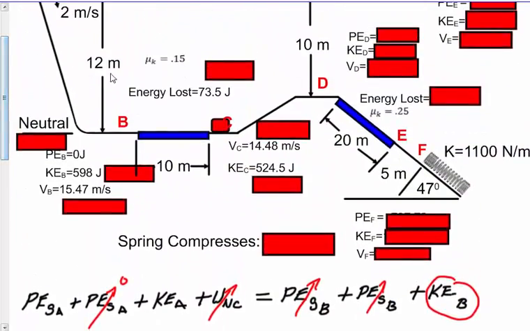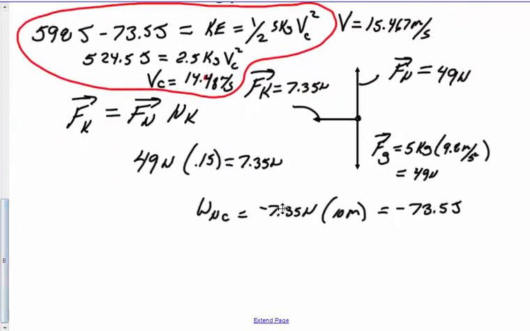All right. So now we work our way up to D. As I move from here up to D, I'm going to be gaining gravitational potential energy. If I'm gaining gravitational potential energy, I'm going to lose kinetic energy, because there's no work done by any non-conservative forces as they move from C to D. So we'll come down here. That's how much energy I have. So my kinetic energy at C is 524.5 joules.